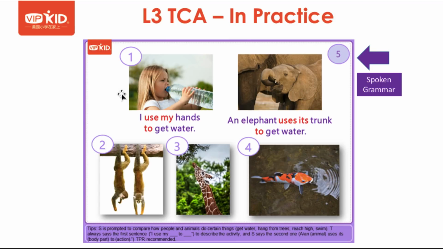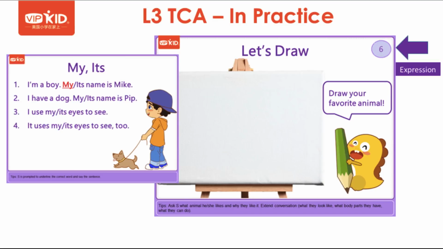You're going to go through a series of events and compare what the differences are. This number 2 picture is interesting because, yes, a monkey hangs from a tree with its legs, but actually so can a person. So we're doing a little bit of compare and contrast. And now we're going to talk about my and its. Again, we're going to draw your favorite animal, and see how they are expressing it. This has 2 of those. It's really how they are explaining what they are doing.